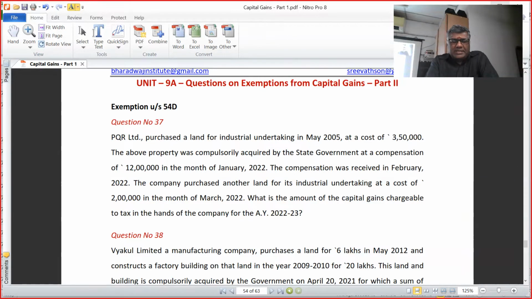Question number 37. PQR Limited purchased land for an industrial undertaking in May 2005 at a cost of 3,50,000. The property was compulsorily acquired by the state government at a compensation of 12 lakh in January 22. The compensation was received in February 22, so same year, no problem. The company purchased another land for its industrial undertaking at a cost of 2 lakhs in March 22.